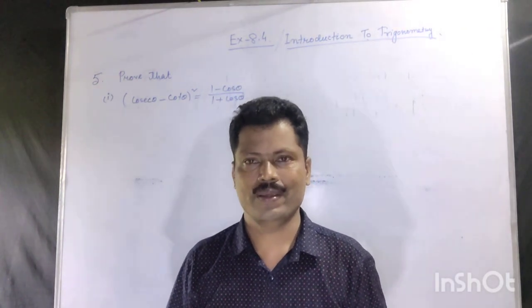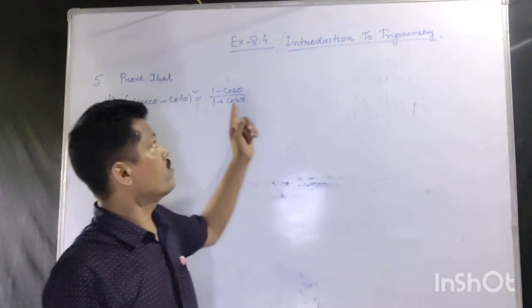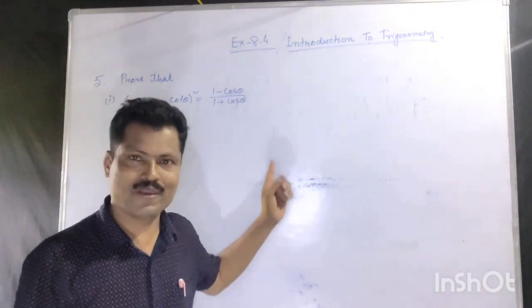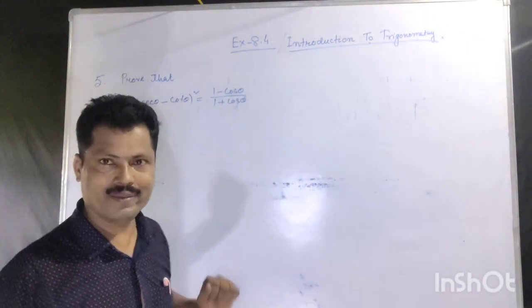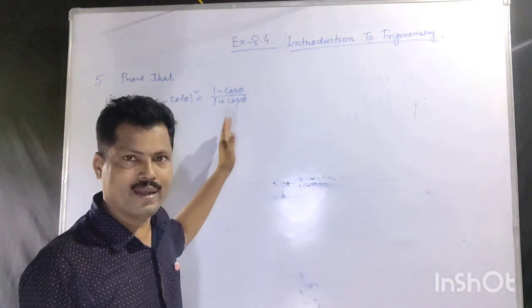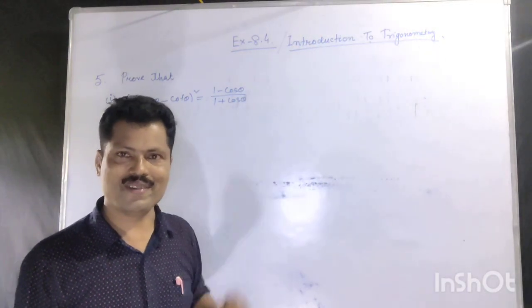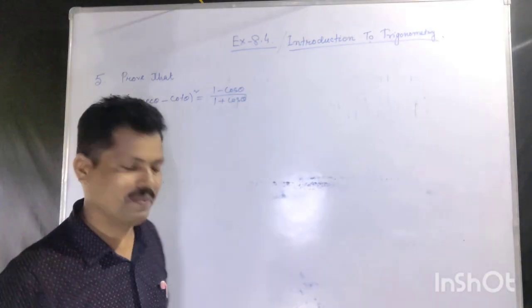Myself Alam Sikdar. Today we are going to start exercise 8.4, question number 5, that is prove that. So before proving that, we have to know about some identities of trigonometry. Let us see now.